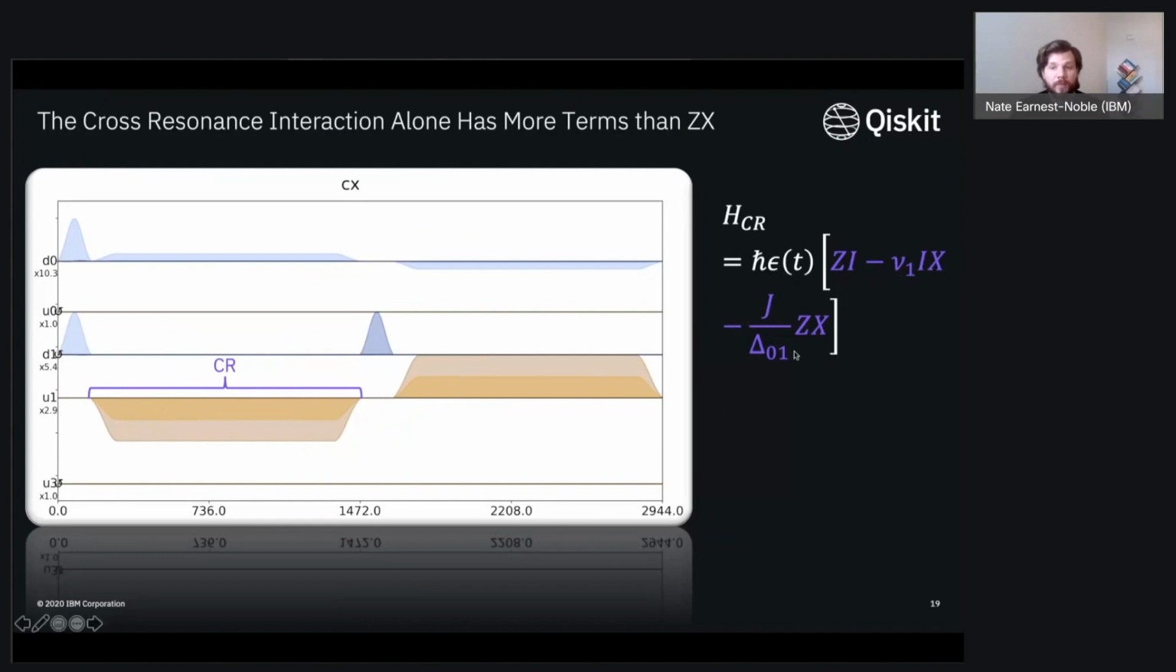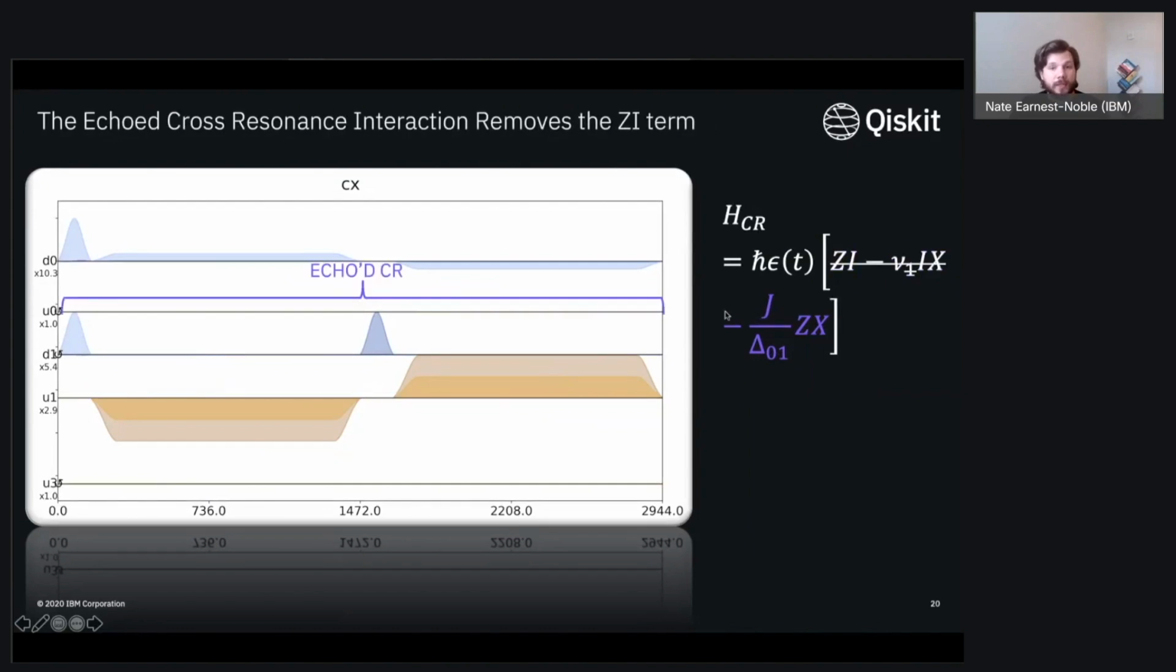So this is great, as we've said, because it gives us this ZX term that we actually want, but now we want to start figuring out how we get rid of some of these others. So to start, what we end up looking at is this essence of an echoed cross-resonance. So the echoed cross-resonance consists of both of these tones here, both of your orange cross-resonant tones, as well as these two pi pulses here.